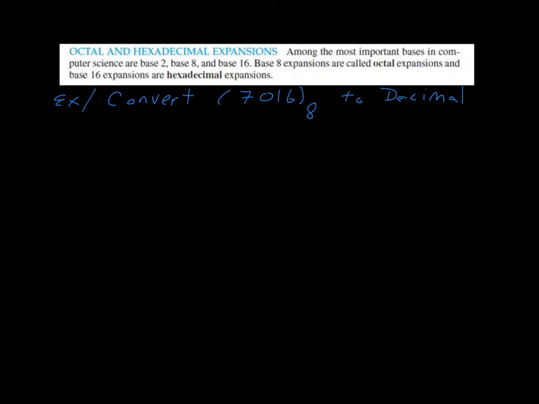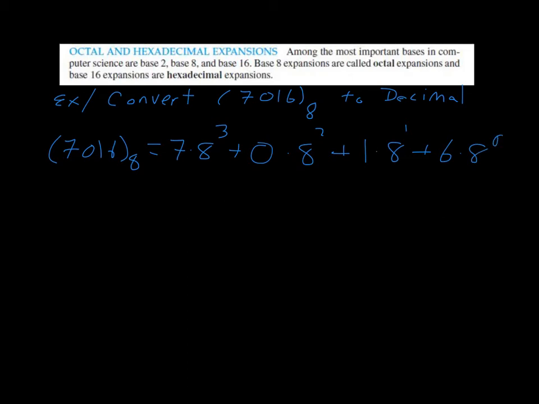7016 base 8 is going to be equal to 7 times 8, because 8 is the base we're working in. And so what exponent does that have? Here's the 0 place, the 1's place, the 2's place, the 3's place. So this is going to be to the 3rd power, plus 0 times 8 squared, plus 1 times 8 to the 1st, plus 6 times 8 to the 0th. And again, you'll get out your calculator and evaluate this, and you'll see that it's 3598. Again, that's 3598 base 10.